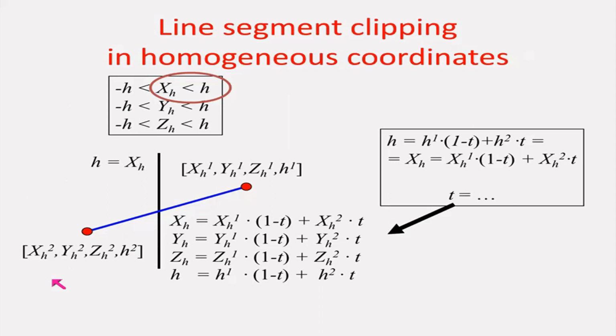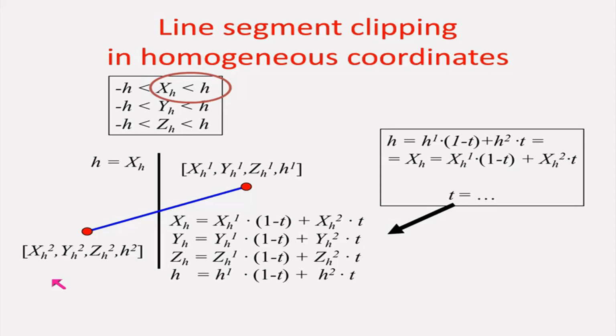The half space inequality is evaluated for both endpoints. If both of them are in, the line segment is completely preserved. If both of them are out, the line segment is completely ignored. If one is in and the other is out, we consider the equation of the boundary plane.